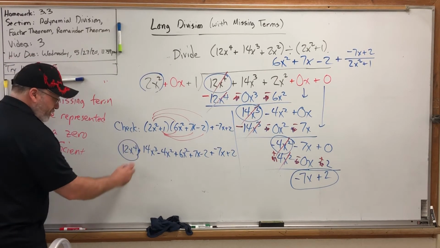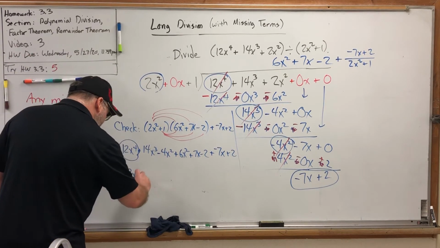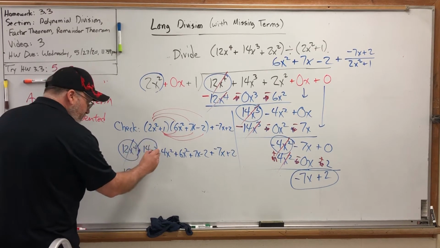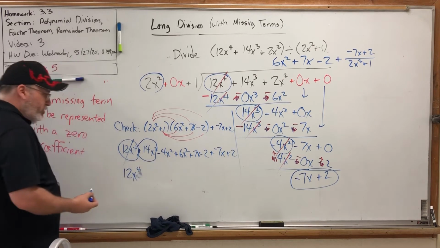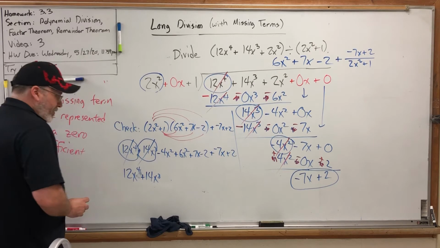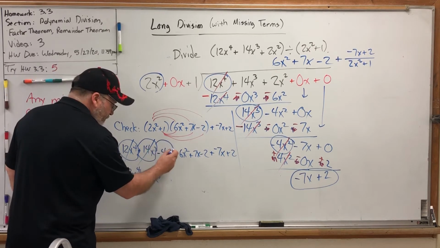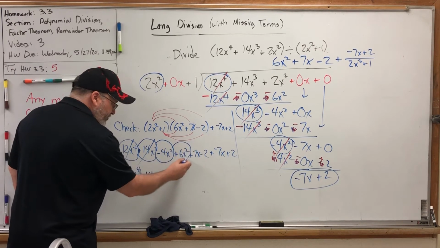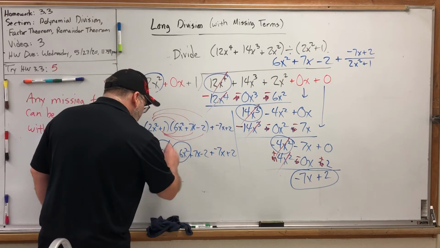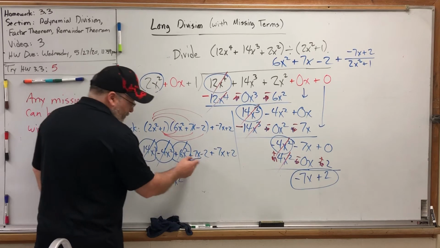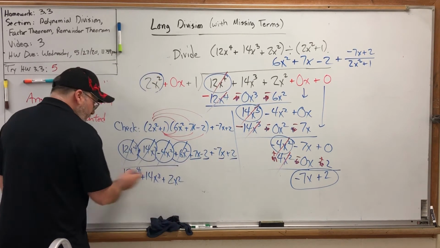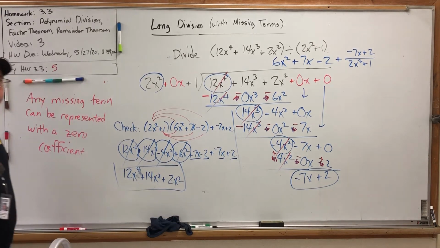Here's the only x to the 4th, so 12x to the 4th, I'm done with it. Here's an x cubed. It's the only x cubed, so plus 14x cubed. Now gather all the x squareds. There's a minus 4x squared and a plus 6x squared, so together that is plus 2x squared. Done with those. And if you notice, the plus 7x and minus 7x cancel, as do the negative 2 and plus 2. And that's the original dividend.